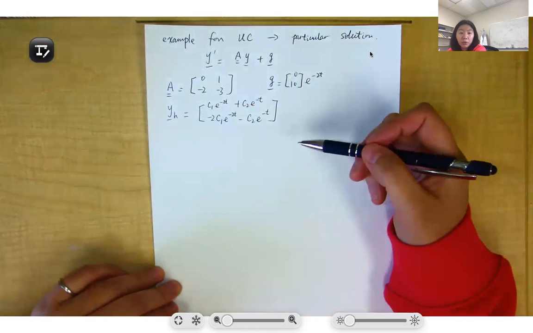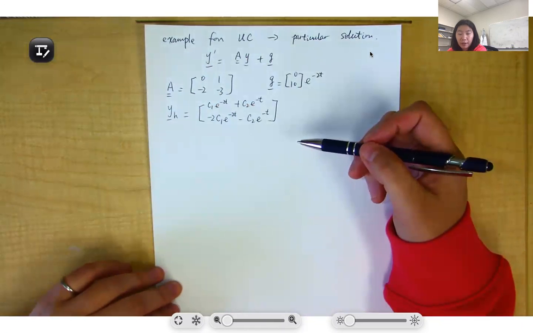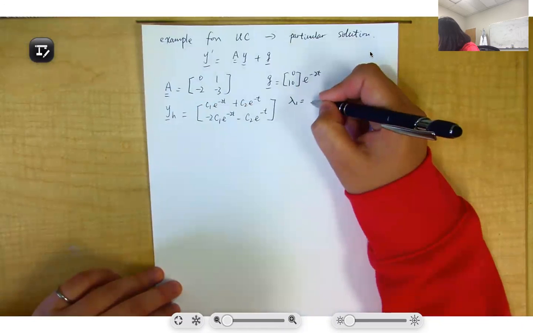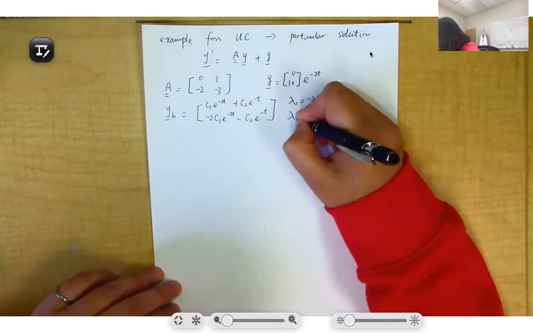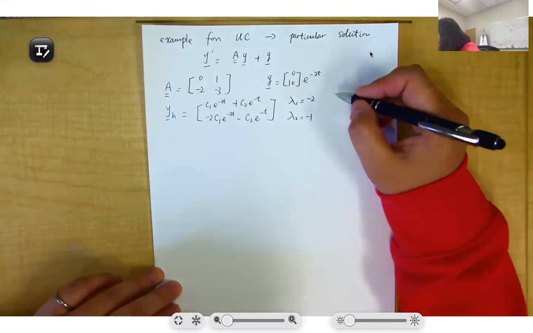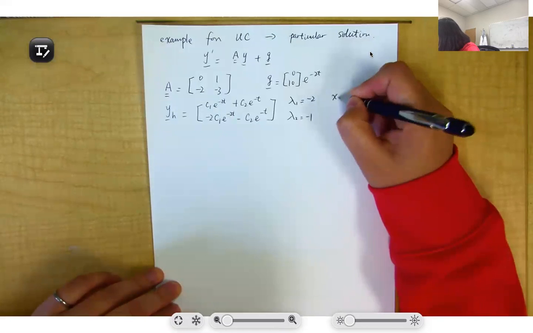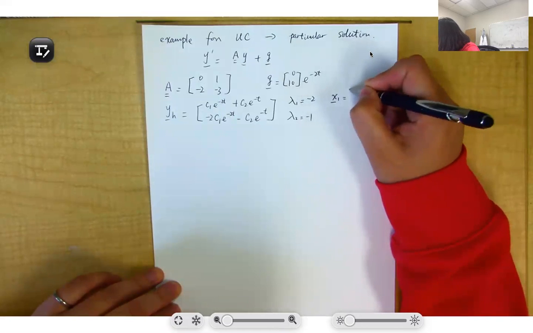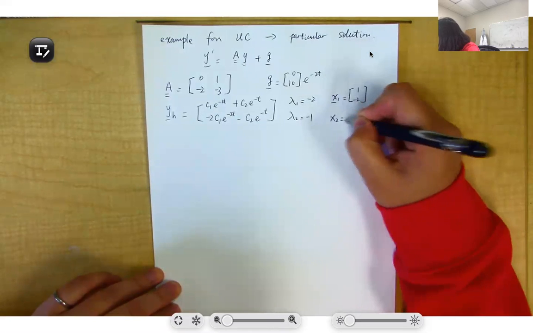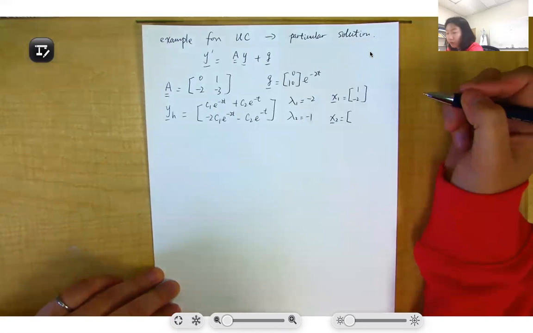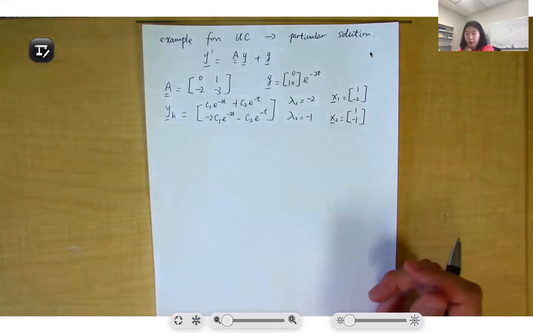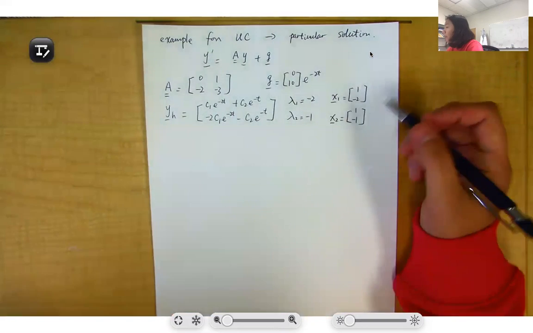How to construct these homogeneous solutions? We solve the eigenvalue and the eigenvector problem. We get eigenvalues, one is -2, the other one is -1. So when the eigenvalue equals -2, we get our eigenvector is 1, -2. The other eigenvector, when lambda 2 equals -1, we get 1, -1 for the eigenvalues and eigenvectors.